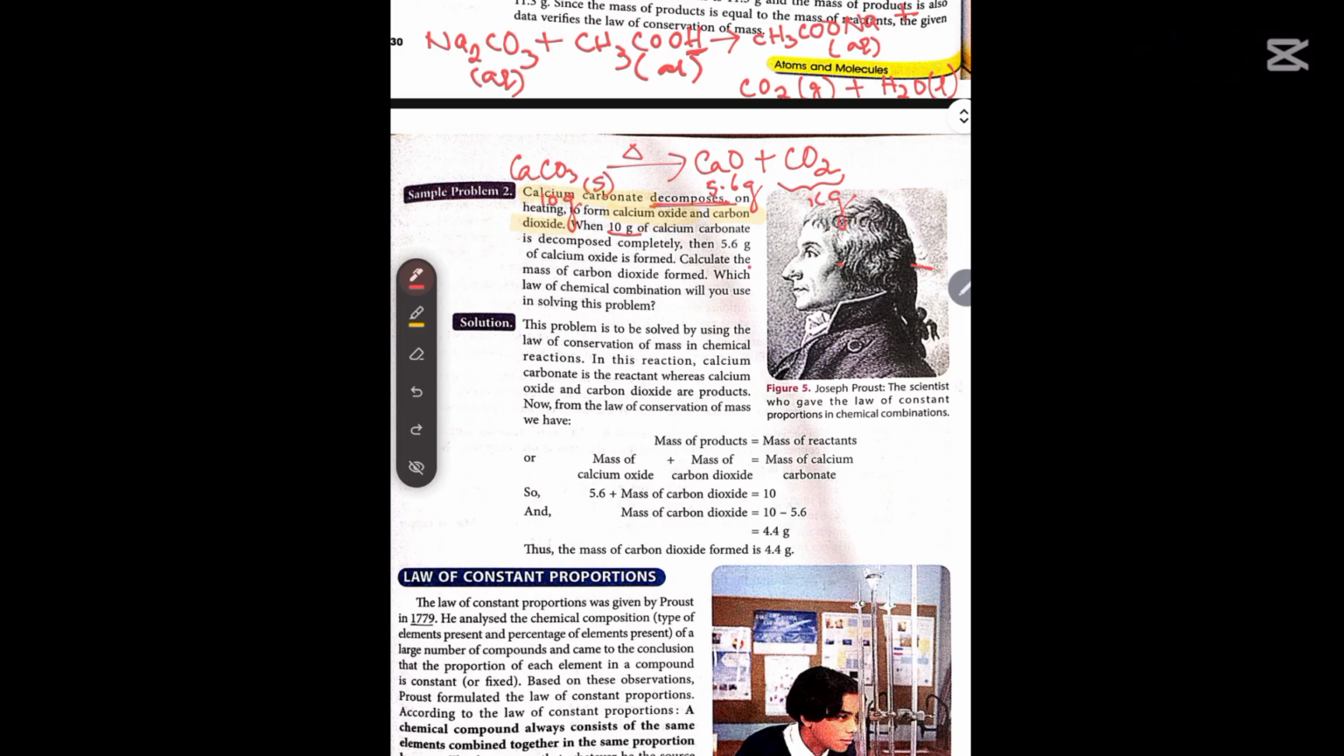From the law of conservation of mass, we have that the mass of product should be equal to the mass of reactant. Now the mass of reactant is 10 gram, that is the mass of calcium carbonate, and the mass of calcium oxide 5.6 plus the mass of carbon dioxide, say x gram. So you can say 5.6 plus x is equal to 10. Therefore x will be equal to 10 minus 5.6, which is equal to 4.4 gram.